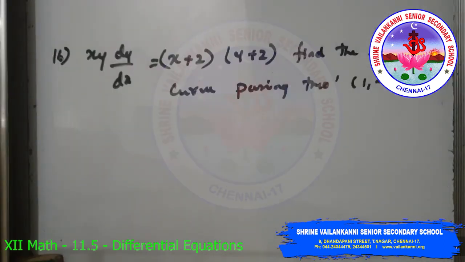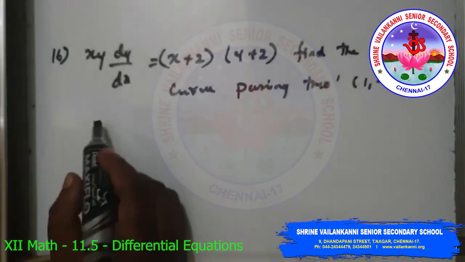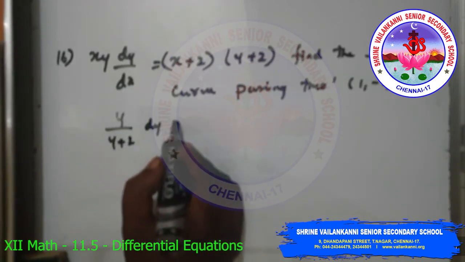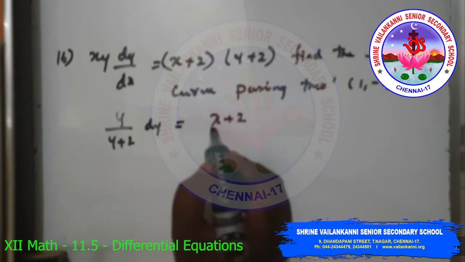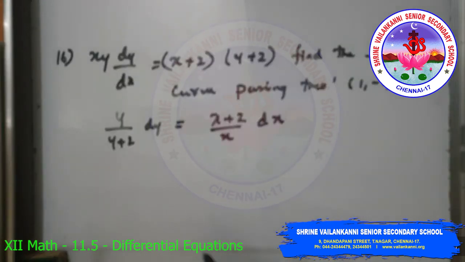16th one, for the differential equation xy into dy by dx, which is equal to x plus 2 into y plus 2. Find the solution curve passing through the point 1 comma minus 1. So the given differential equation is xy into dy by dx, which is equal to x plus 2 into y plus 2. So separating the variables, we get y by y plus 2 into dy, which is equal to x plus 2 by x into dx. So we have to integrate this, and then we have to substitute the point 1 comma minus 1, in which x is 1 and y is minus 1.